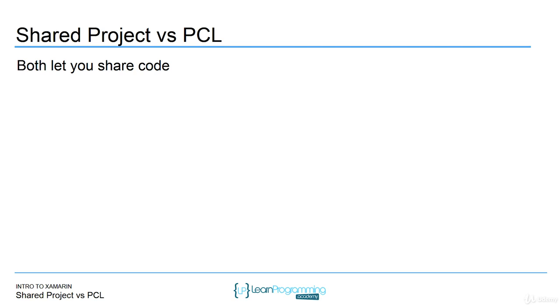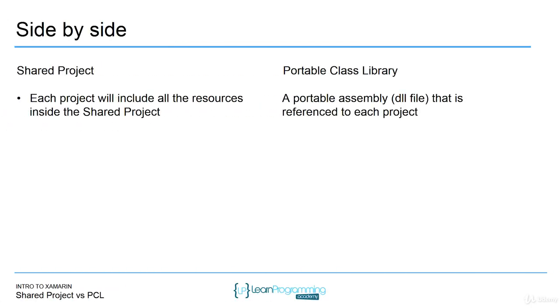During the rest of the course, you will actually get to use both of these so you can compare them by yourself and choose whatever suits you the best. But let's start with the basics. Side by side, the differences between the shared project and the PCL, which stands for Portable Class Library, is that the shared project will include all of the resources inside it into each project, while the Portable Class Library will generate an assembly, a portable assembly, which will be a DLL file that is later referenced into each of the projects. So this is the main difference.